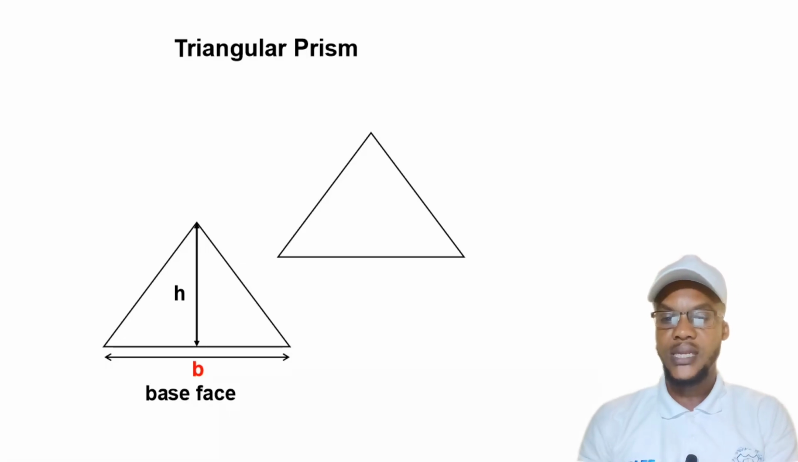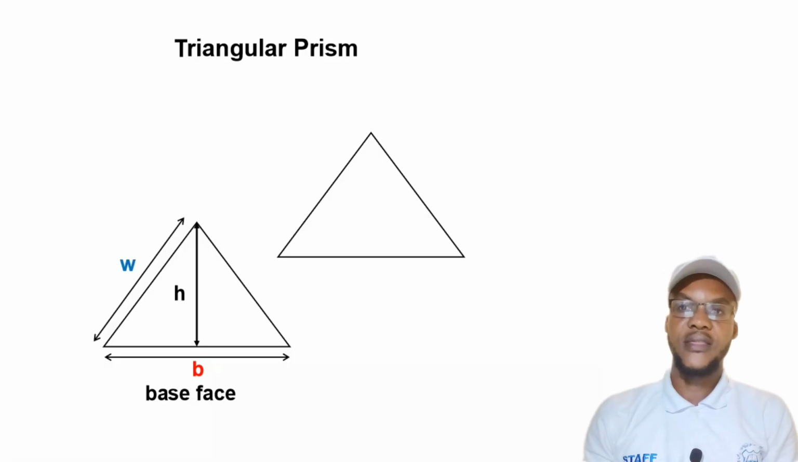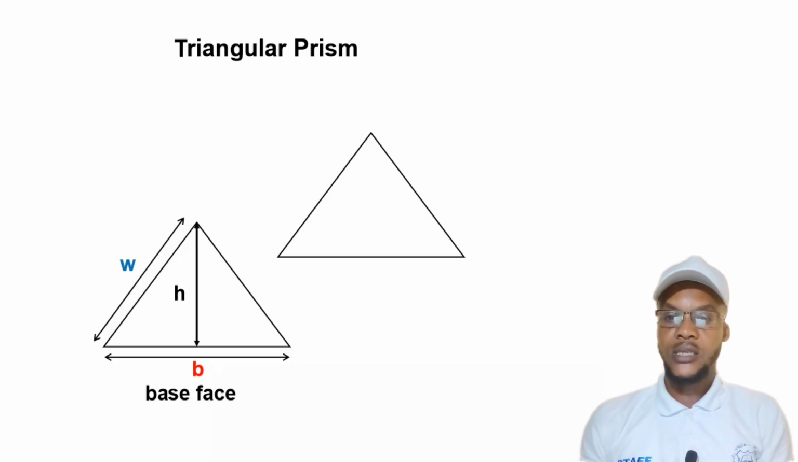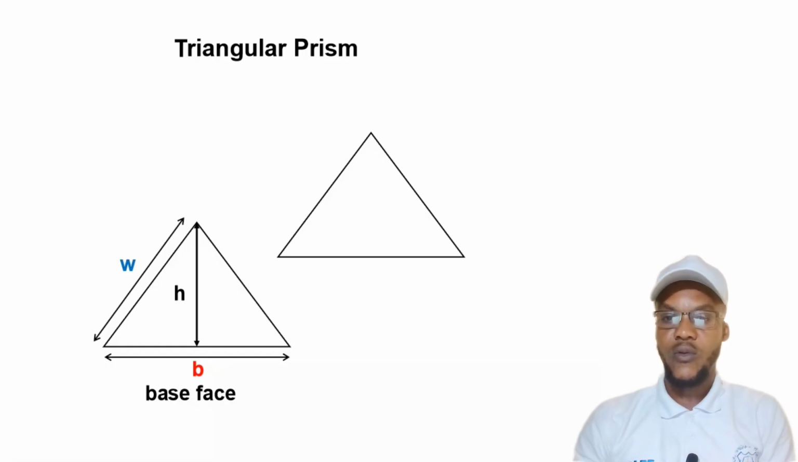So we want to connect this one. Once we have this, we can also have the side length, which can be called the width or the breadth. So we use W to represent that. Then once we are able to identify this part of the base, let's connect these two base faces with lateral faces.